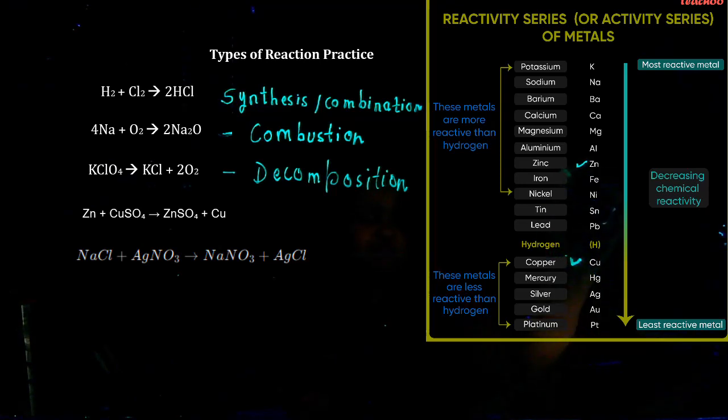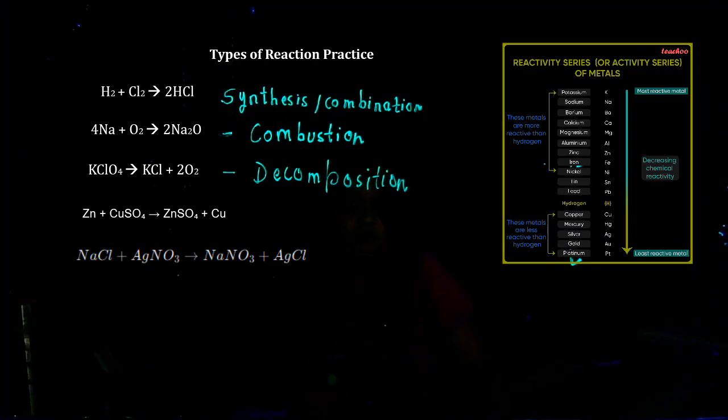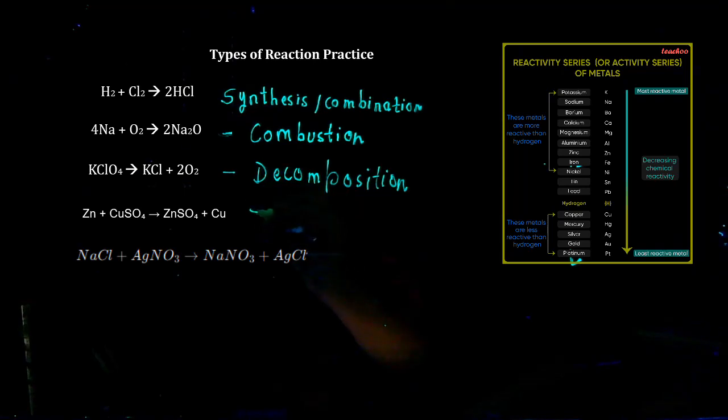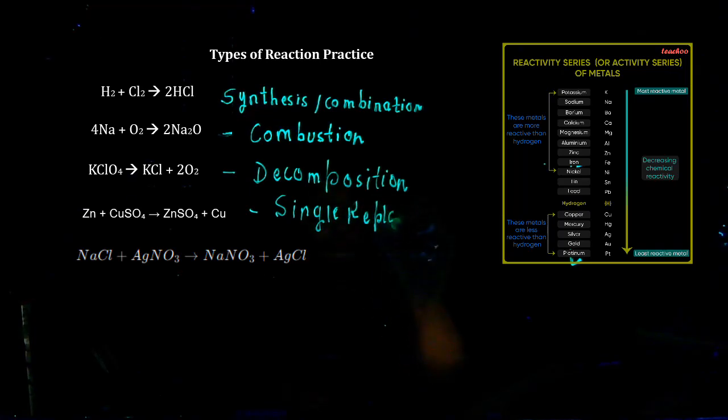So zinc is more reactive than copper on the series, which is why zinc is going to displace copper from copper sulfate, and as a result of that, zinc combines with the sulfate part and forms zinc sulfate, and copper is being displaced. So here this is an example for single replacement. For single replacement reaction, we need to look at the reactivity series of metals.